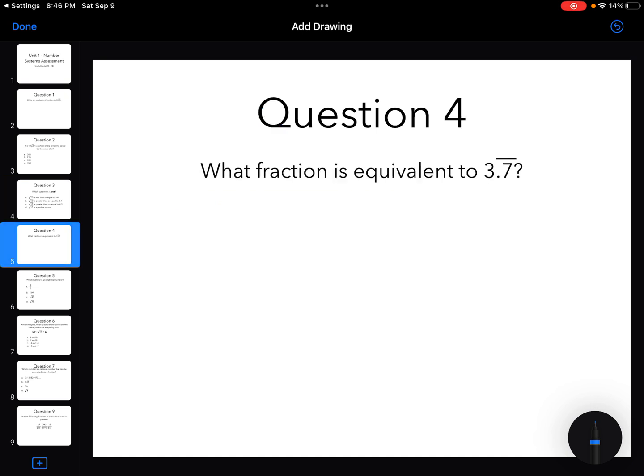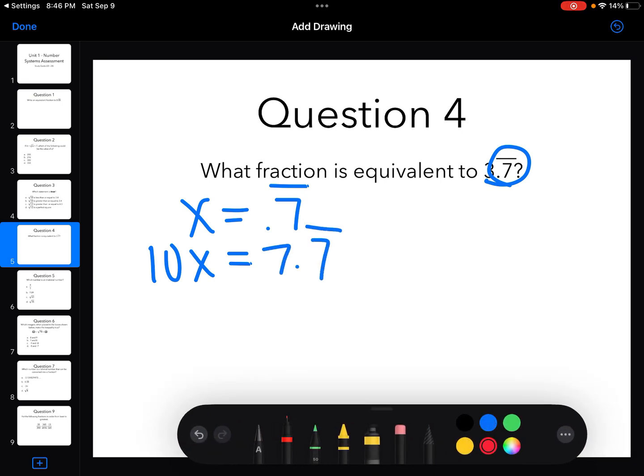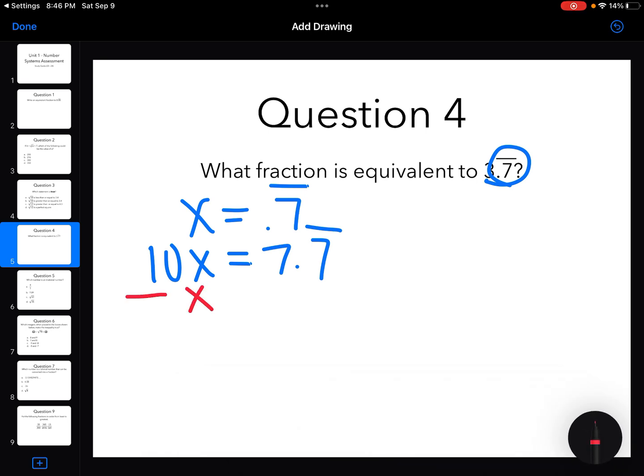All right, what fraction is equivalent to 3.7 repeating? I know I have a whole number, so I'm going to deal with the 0.7 part. I know that x equals 0.7 repeating, so 10x equals 7.7 repeating. So I'm going to subtract x, and that means I'm going to subtract the 0.7 repeating.